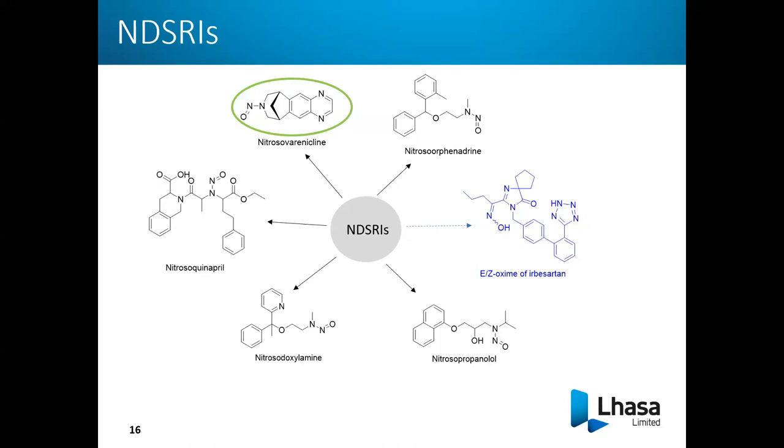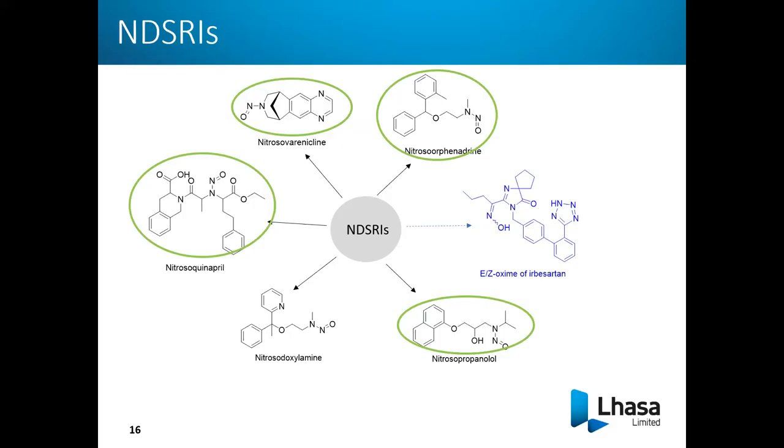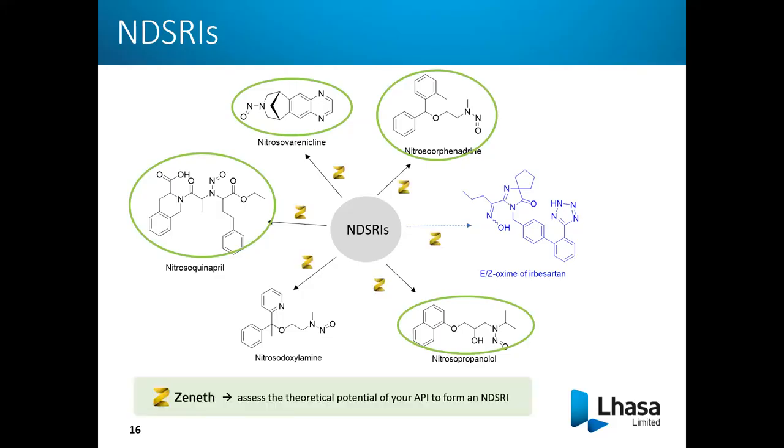This was followed by the recalls of propranolol, quinapril, and ephedrine, forgive my pronunciation. And these representative examples of NDSRIs that I've just pulled together for this webinar, they've all been detected in a degradation setting, and they are all predicted by Zenith. So Zenith can also be used to assess the theoretical potential of your API to form an NDSRI. Now, I've been a little bit cheeky here, including irbesartan on this slide, and I've highlighted it in blue to try and denote that it's a little bit separate.